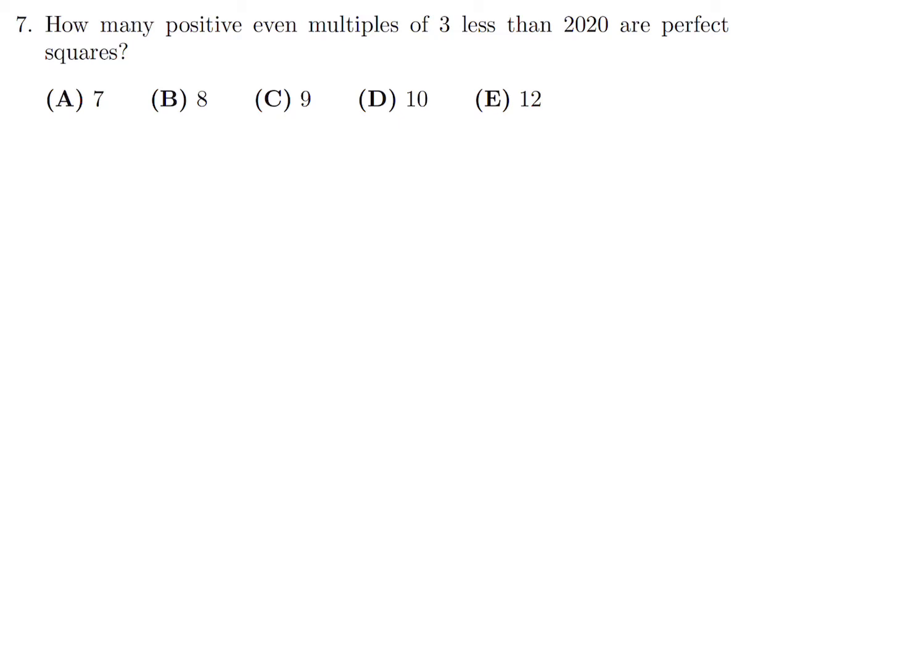How many positive even multiples of 3 less than 2020 are perfect squares? Well, if a number is positive, obviously it's greater than 0. If it's even, it's going to be of the form 2n. If it's a multiple of 3, it's going to be of the form 3n. So combining these two, 6n would be a number that satisfies both criteria, that it's even and a multiple of 3. Okay, and then we want that 6n to be a perfect square, so some perfect square, k squared.